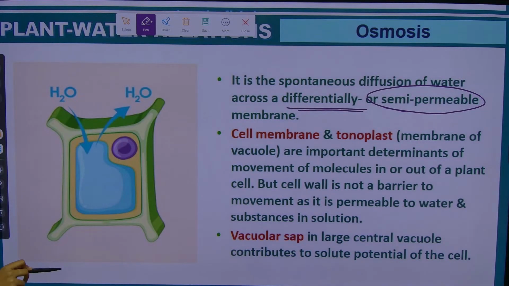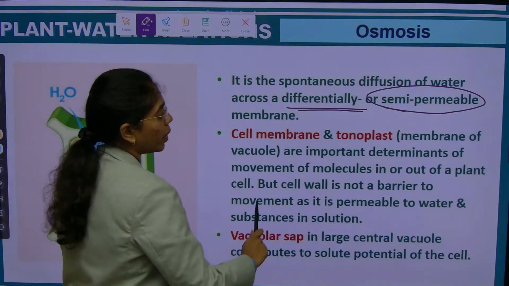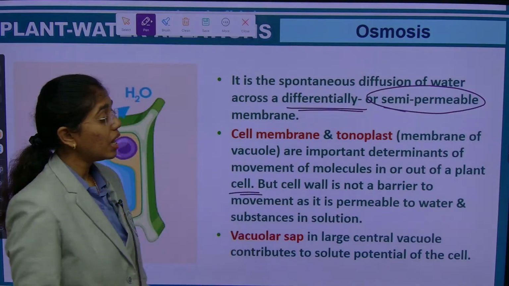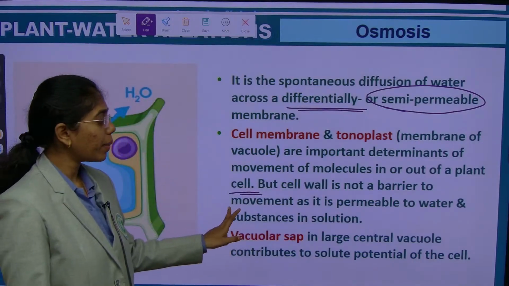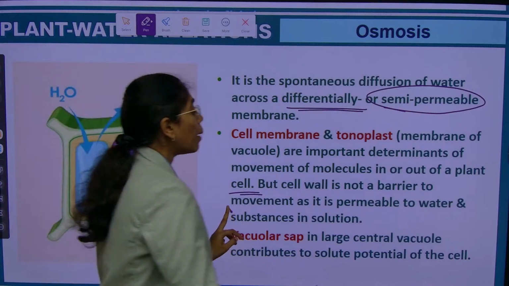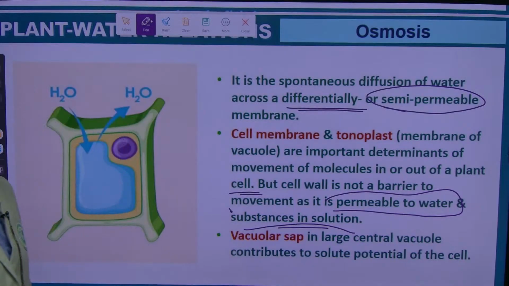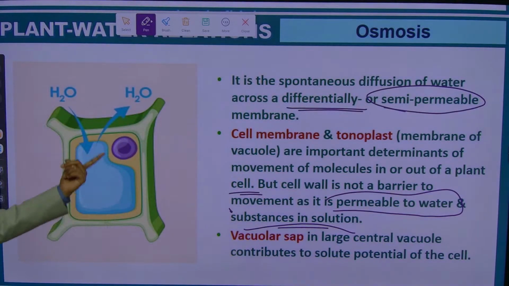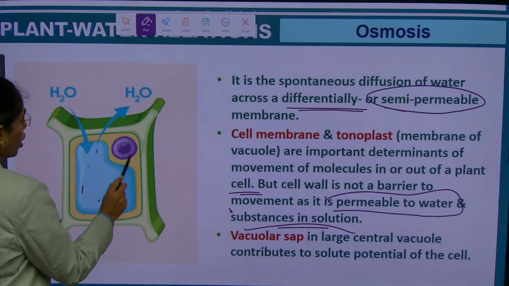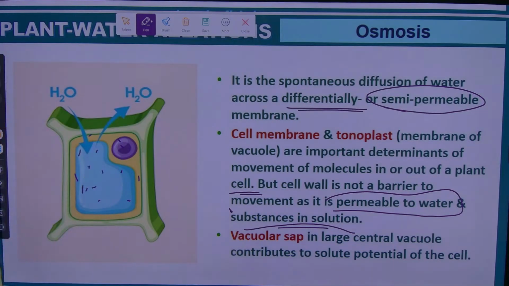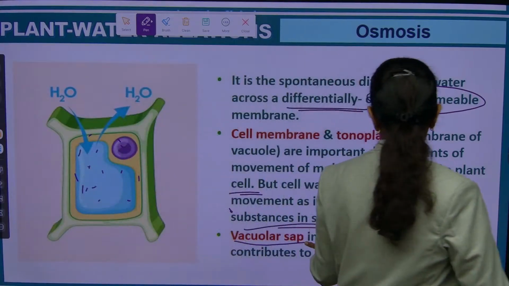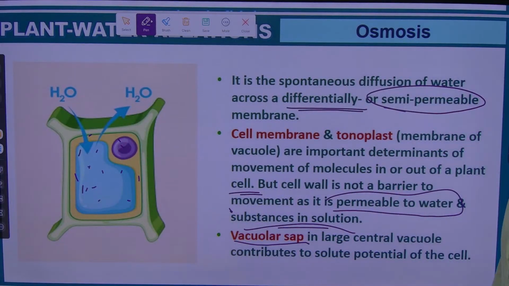The cell membrane or tonoplast, which is the membrane of the vacuole, are important determinants for the movement of water molecules in and out of the cell, but the cell wall is not a barrier for the movement. The cell wall is completely permeable for water and the substances in the solution. The molecules present inside the vacuole are addressed as vacuolar sap. In a large central vacuole, this will contribute to the solute potential of the cell. Clear till here? Any doubt anywhere?